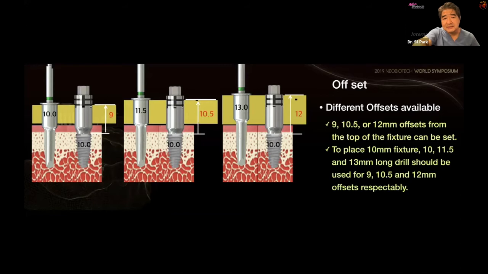However, with the VARO guide system, if we increase the offset, that means that whole offset is going to become your sleeve length. So that means your sleeve is going to be a little bit longer, right? Then the drill is not rocking anymore. So that is a great aspect of it.